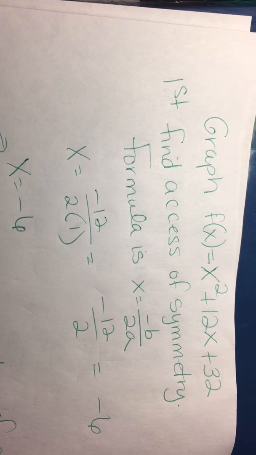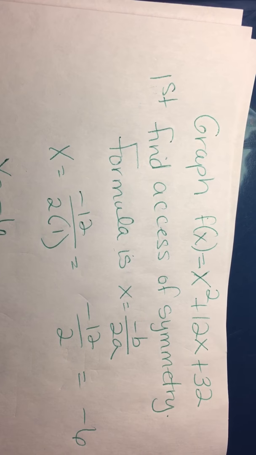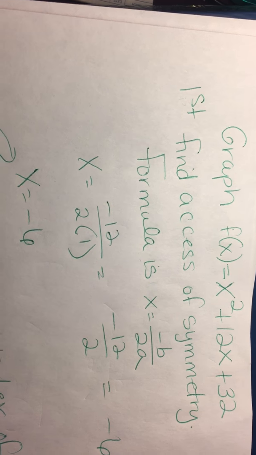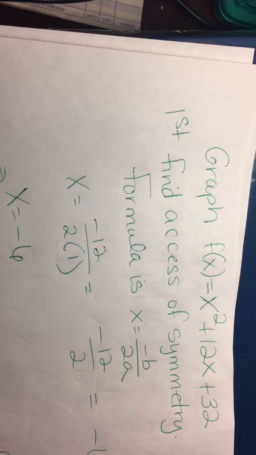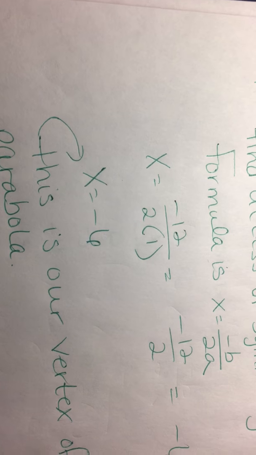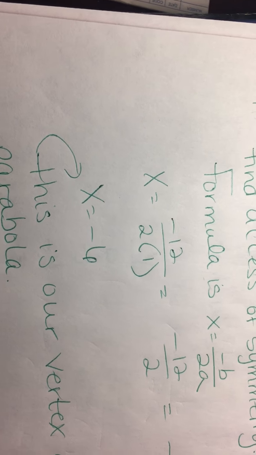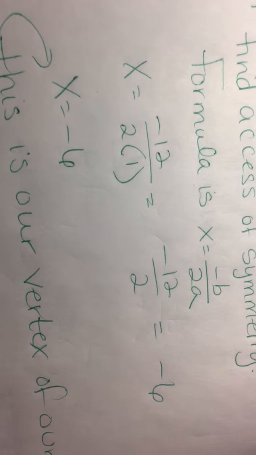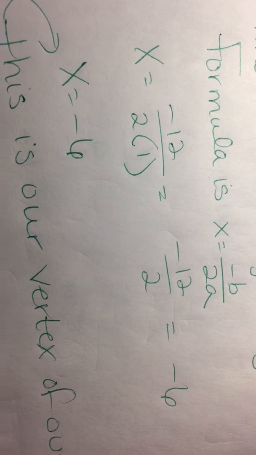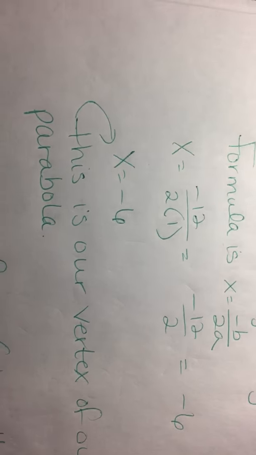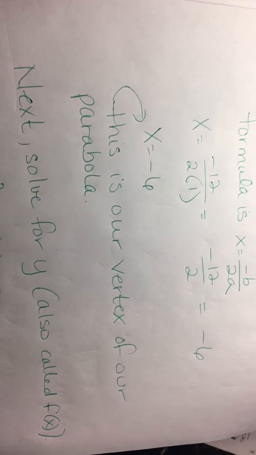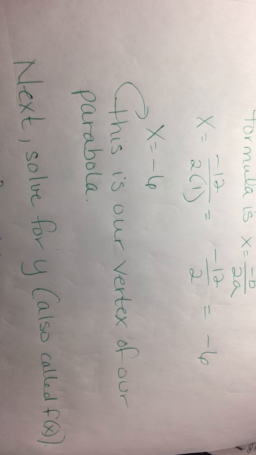In this case, the b is 12 in the 12x portion of the equation, and the a is going to be 1 because it's part of the x squared. So if you write that out, it's x equals negative 12 over 2 times 1, which equals negative 12 over 2, which equals negative 6. So right now, we know that x equals negative 6, and that's going to be the vertex of our parabola on the x line.